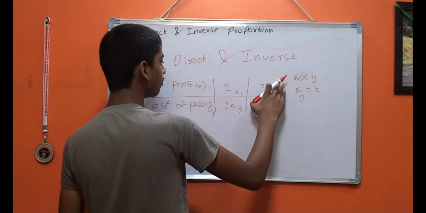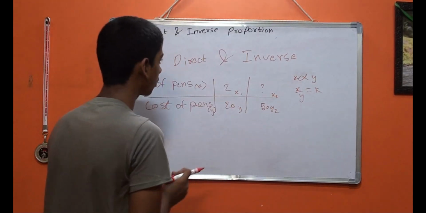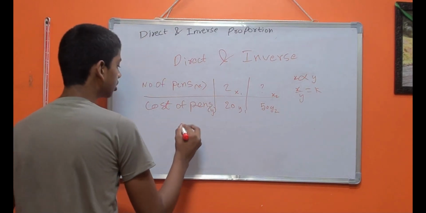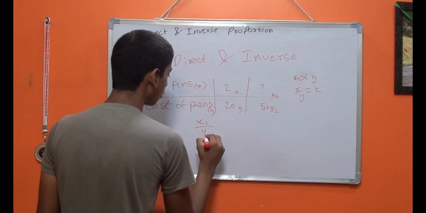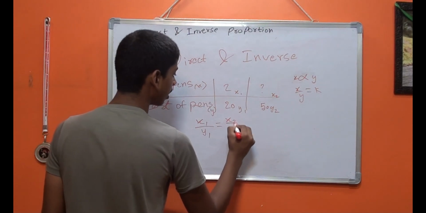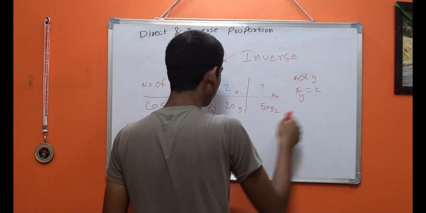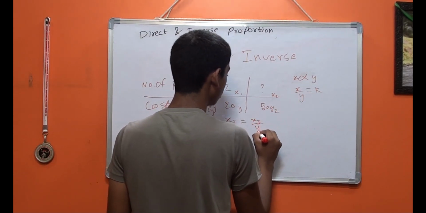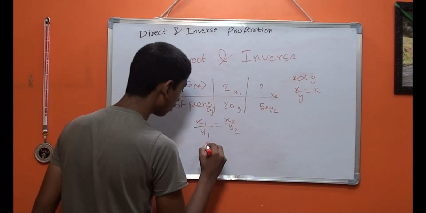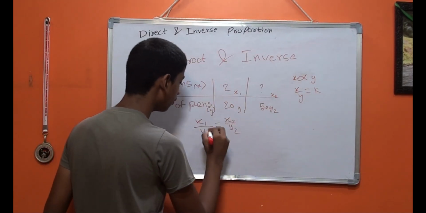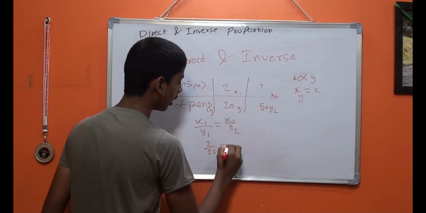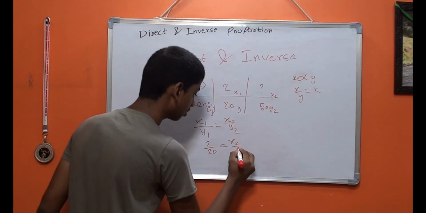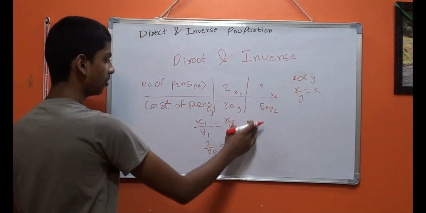Now here we have to find the value of x2, which is unknown. The method we use in this lesson is x1 by y1 equals x2 by y2. If there were more, like x3 and y3, then it would be x3 by y3 and so on. Now we will substitute the values. In place of x1 we get 2 and y1 we get 20, and on this side in place of x2 we write x2 since it's unknown, and in place of y2 we write 50 because we have 50 over here.